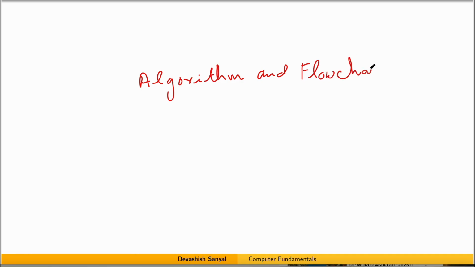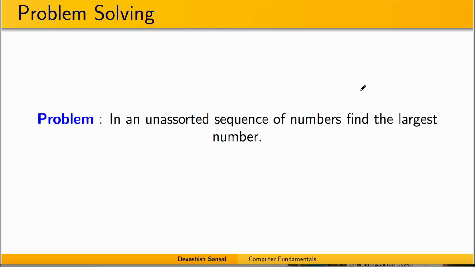So this is to supplement what I have already uploaded yesterday, the file on computer fundamentals. I just wanted to tell a little bit about algorithm and flowchart because I had not explained fully in that file. So this is about problem solving by computer. So how does a computer solve a problem? This is the question.